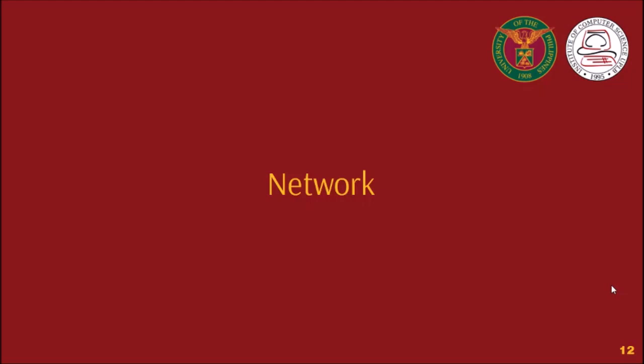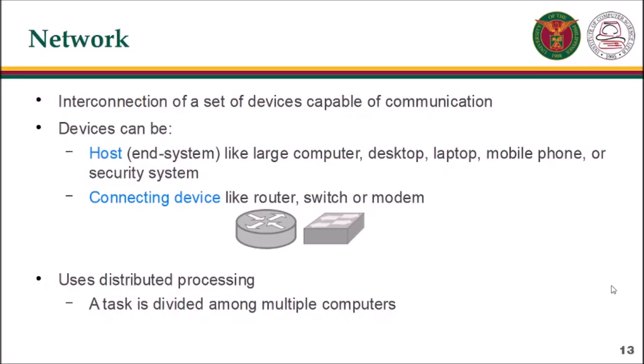We will now define what a network is. A network is the interconnection of a set of devices capable of communication. Devices can be a host, like a large computer, desktop, laptop, mobile phone, or security system. It can also be a connecting device, like a router, which is represented by this image, a switch, represented by this image, or a modem. A network uses distributed processing, which means a task is divided among multiple computers.